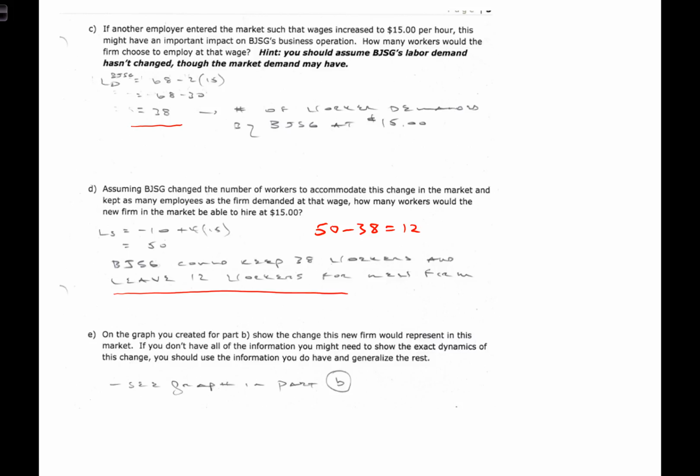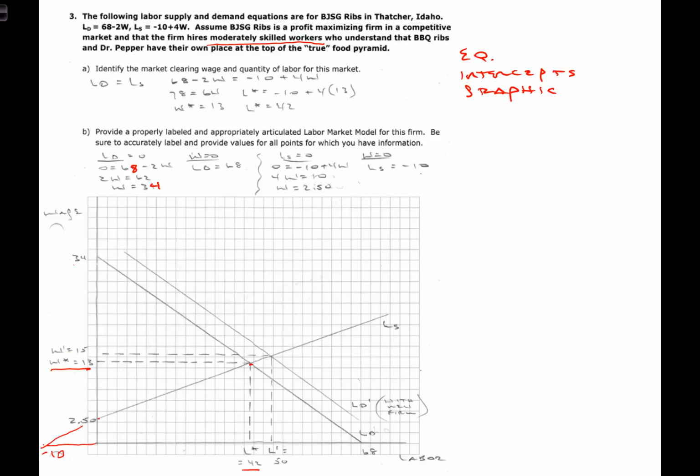I then simply ask you to, on the graph you've created in Part B, show this change this new firm would represent in this market. If you don't have all the information, then show me the dynamics, show me some generalized information. So I've said in here, see this in Part B, well, all you really knew then was that there was a new wage at 15, and so that comes out. You know there's a number of workers that are willing to supply their work then at 50. I know that because I took the 15, plugged it into the labor supply equation. It gives me this relationship.